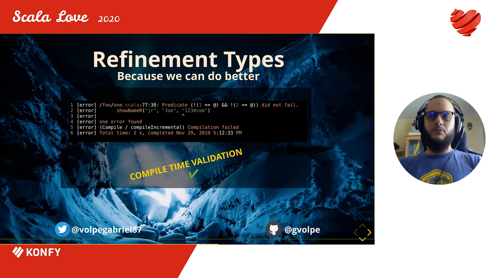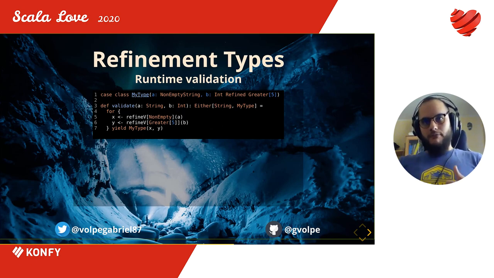But most of the time, we are validating data that comes from other services or from a web form, for example, some kind of user input. So we have to validate data at runtime most of the time, not at compile time. And you can do that with Refined too. Refined provides this refineV function. So I just defined this case class MyType, which contains a non-empty string and an integer that is refined to be greater than 5. You can do that with refinement types. And then I have a function called validate, which takes the raw inputs, the raw string, the raw integer. And I call this refineV function.